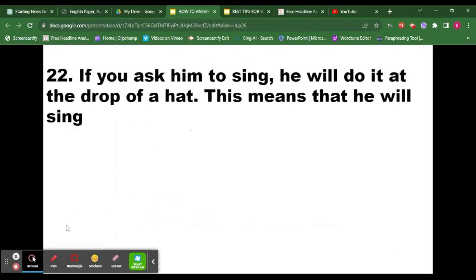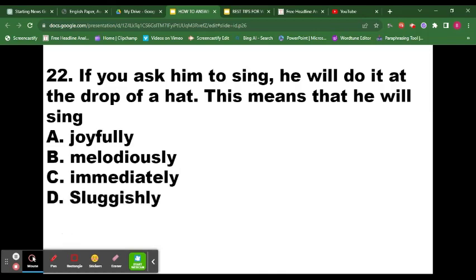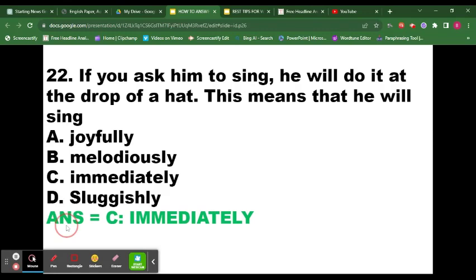Question number 22. If you ask him to sing, he will do it at the drop of a hat. This means that he will sing A, joyfully, B, melodiously, C, immediately, D, sluggishly. At the drop of a hat shows how easily, how speedily something can be done. You can easily drop your hat. So C should be the correct answer, immediately.